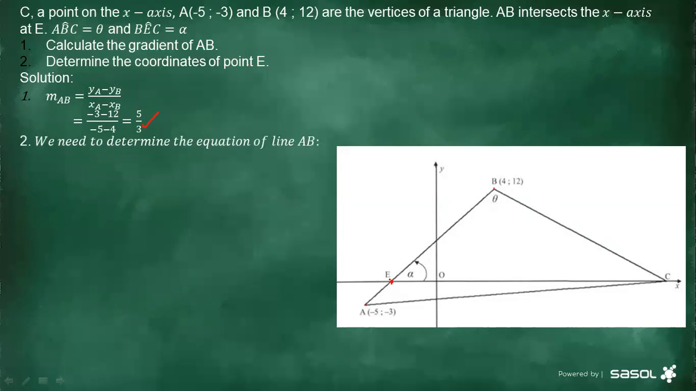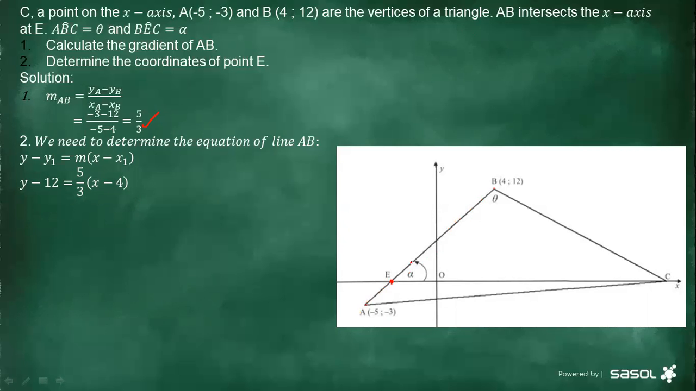So now we need to determine the equation of line AB. First, we need to determine the equation of this line AB, so that we can calculate the coordinates of point E. And then you just substitute the values. Remember, when you are calculating the equation of a straight line, we need 2 things. We need the gradient and the point.